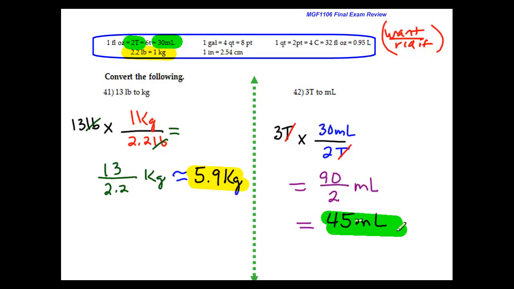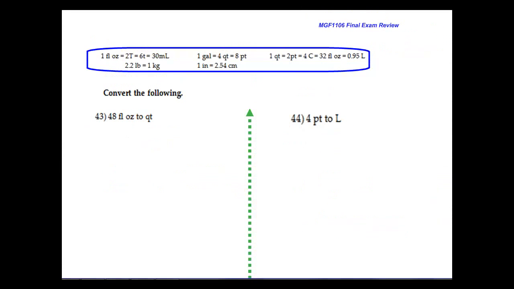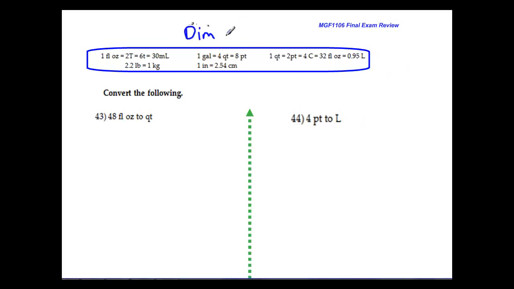Again, this is using dimensional analysis. There will be another video with proportions. They both give you the same answer. They're using a different technique. We're doing 43 and 44 with dimensional analysis. There's another video using proportions that will give you the same exact answers.